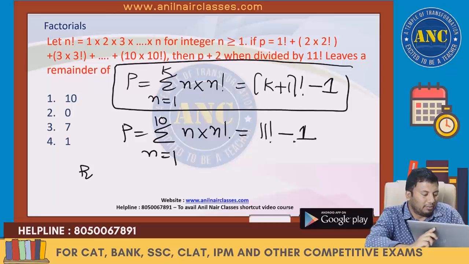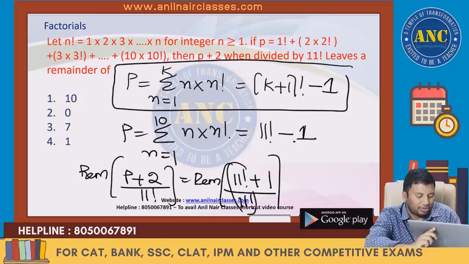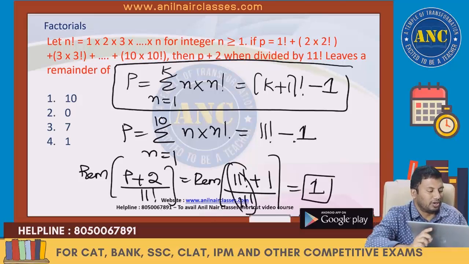Question is, find the remainder when p plus 2 is divided by 11 factorial. 11 factorial minus 1 plus 2 is 11 factorial plus 1. When divided by 11 factorial, the 11 factorial cancels out. Answer for this question is 1.